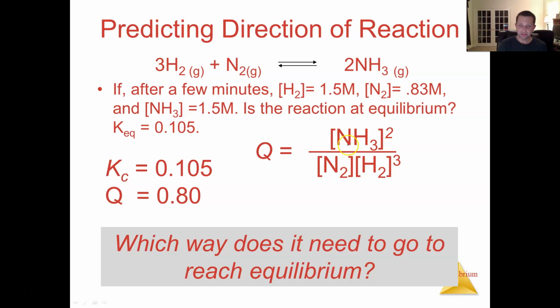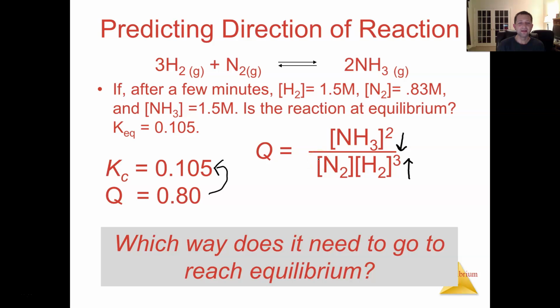So we need to take this ratio, and remember, the ratio is products over reactants, and make it smaller. I need to get this 0.80 ratio of products to reactants down to 0.105. So I need to decrease it by a decent amount. If you have products over reactants, how can I make this fraction smaller? The only way is if I decrease my numerator and increase my denominator. That's the only way mathematically to make this number smaller.